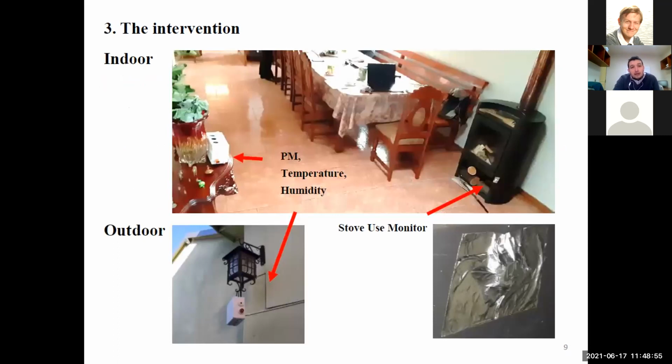In this slide, I show you how the intervention was done regarding the devices. Here we have the stove, and 2 or 3 meters from the stove we installed the PM2.5 sensor. This sensor was also able to measure temperature and humidity, and we are also focusing on temperature. We installed the same sensor outside in order to control for the conditions outside the household, and we installed these stove use monitors. The idea is to identify with them the moment in time when the stove was used by the household. We did that for pellet and for firewood stoves.